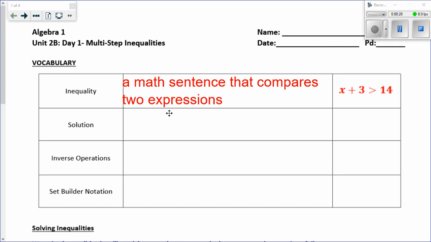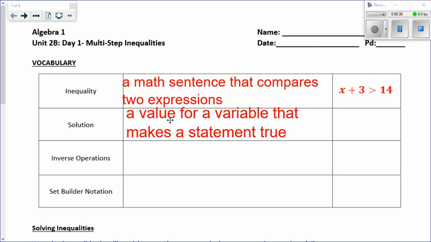A solution to an inequality is any value for a variable that makes a statement true. So, if we plug in 20, 20 is actually a solution that would make this true, because 23 is greater than 14. Inequalities have multiple solutions because in this inequality, there are lots of numbers we can plug in for x that would give us something that's greater than 14. Okay?